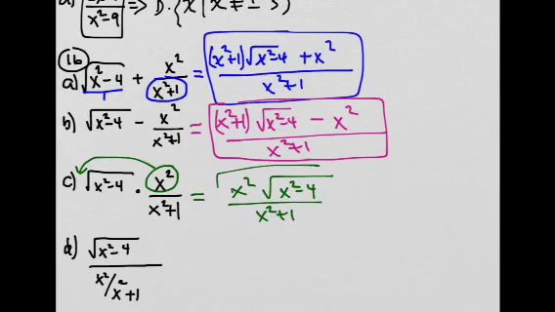Please do not cancel the x squares because there's a 1 here. X squared is not by itself as a factor. It's x squared plus 1. This is a unit. The only way you could cancel this is if we had another x squared plus 1 as a factor up here, and we don't.